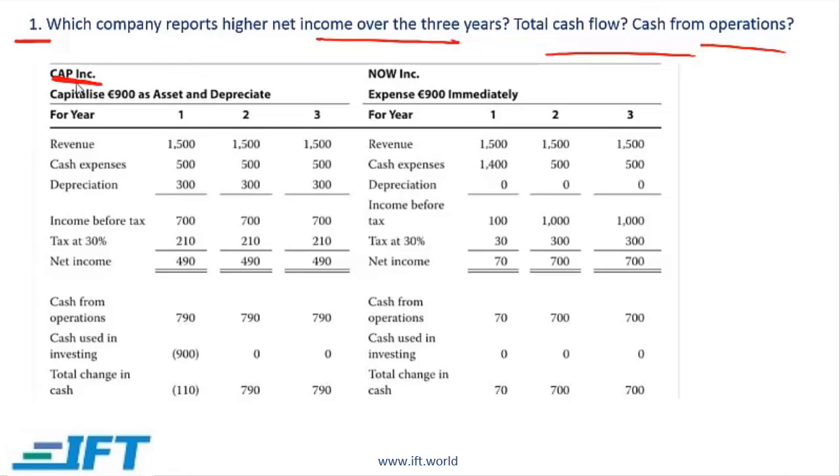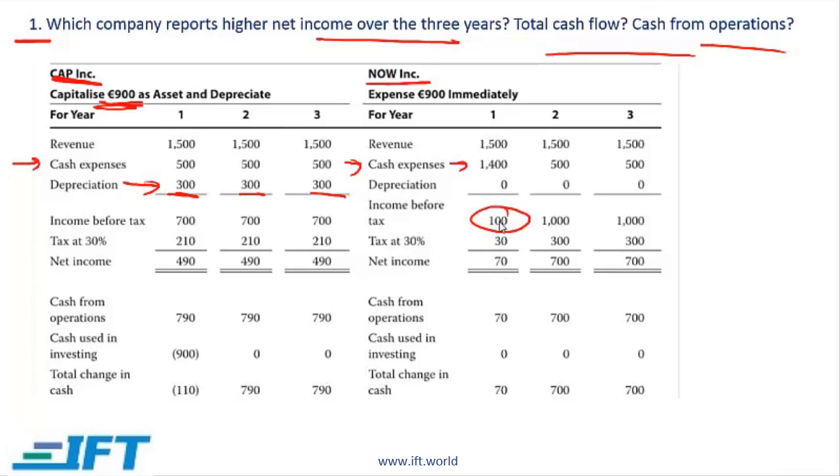So here we are looking at the numbers for Cap on the left and Now on the right. Notice that the cash expense other than the expense related to the $900 equipment is the same. But with Cap, the depreciation is 300 spread over 3 years, so total is 900. Whereas with Now, the total 900 is shown as a cash expense. So that is why the net income, or actually let's look at the income before tax first.